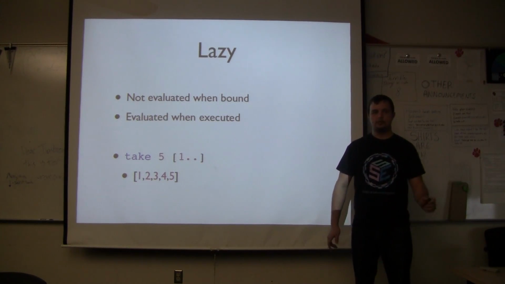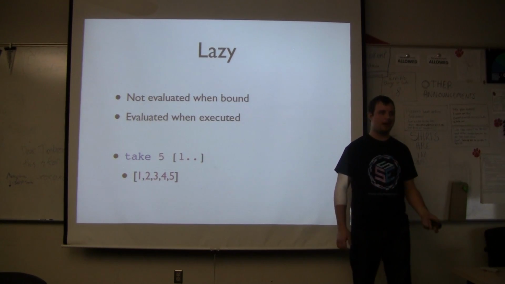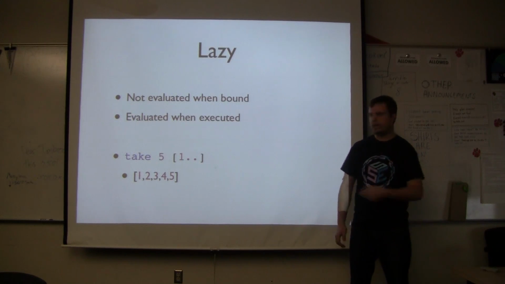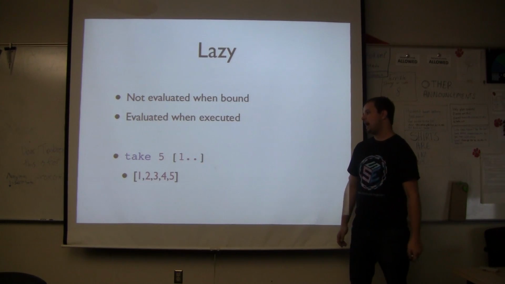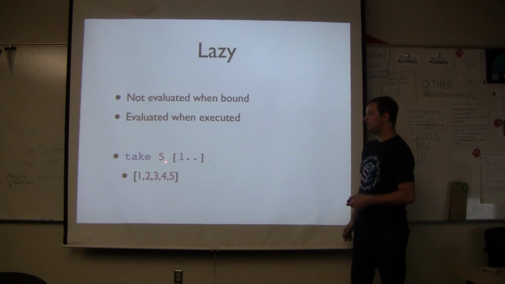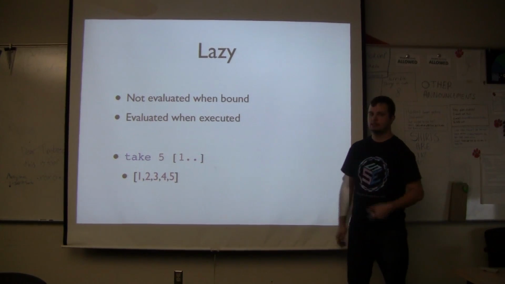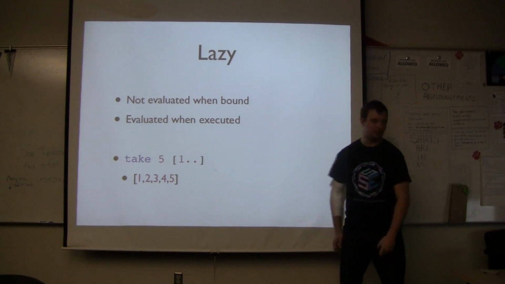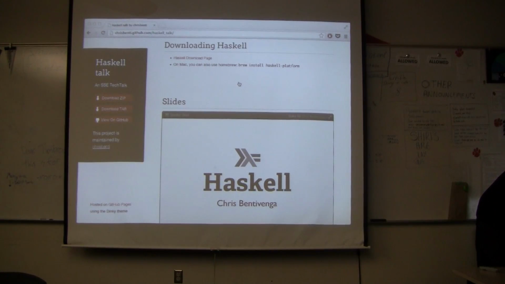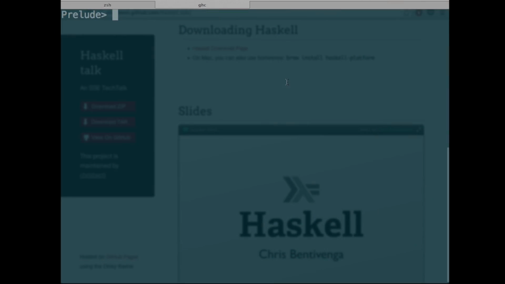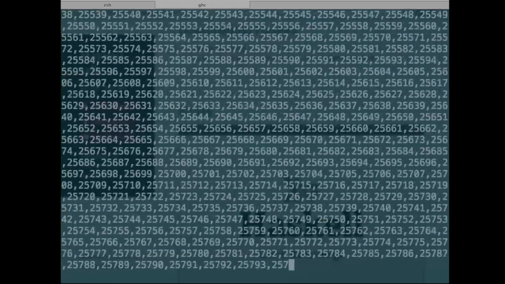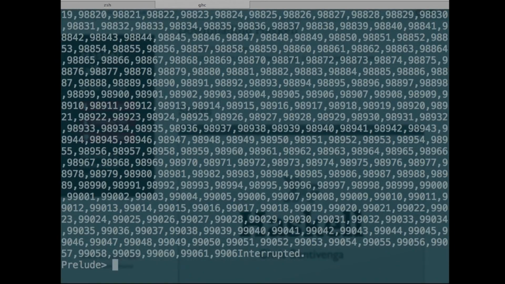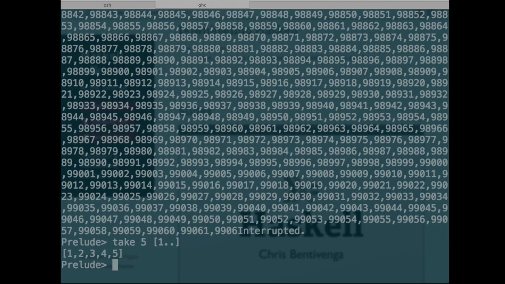Another thing is Haskell is lazy. So things are not evaluated when they're bound. So take this expression, for example. What this says is, take the first 5 elements out of the list this. So what is the list this? Well, that is actually a list of 1 to infinity. And just to prove it, I'm going to actually go over here and do it. If I pull up terminal. So like 1 to infinity, it'll just keep going forever. But if I do take 5, we get 5 elements out of that.